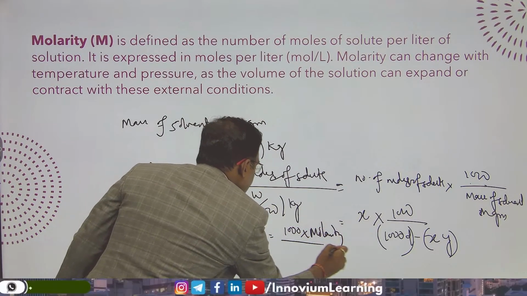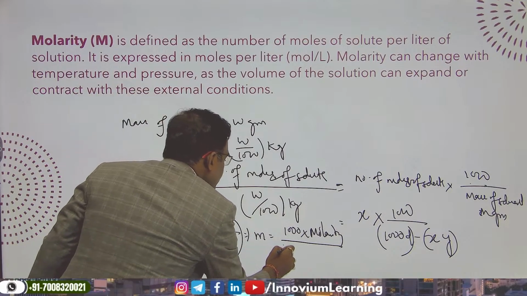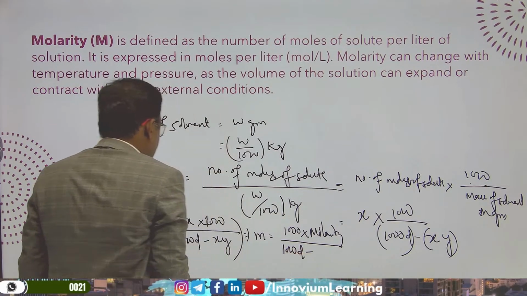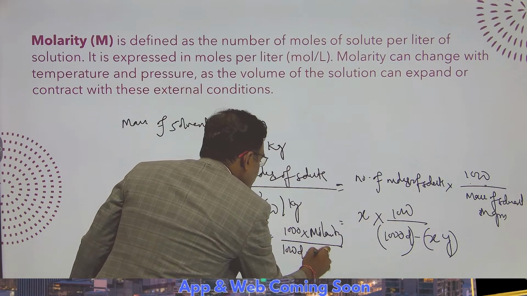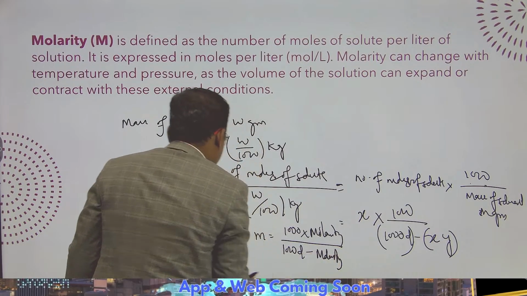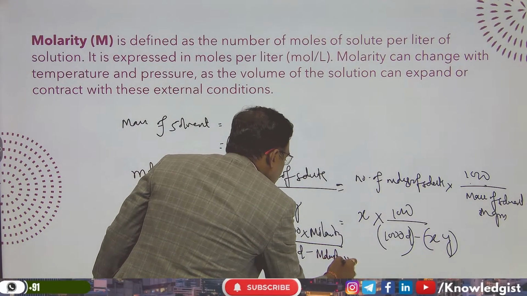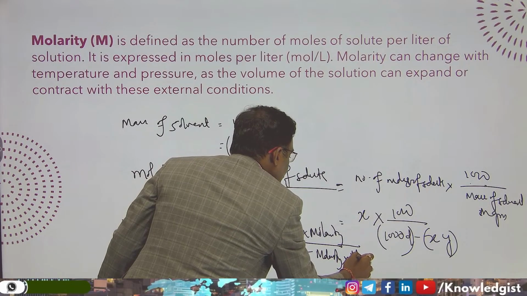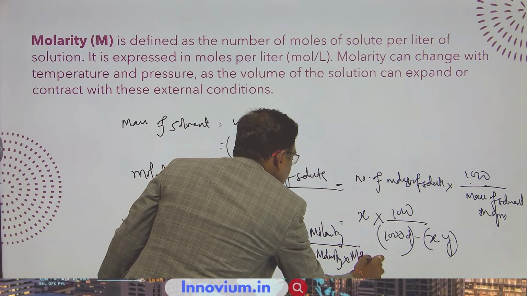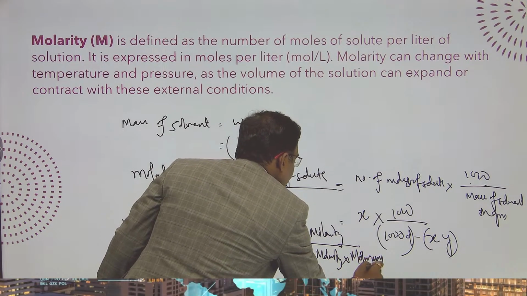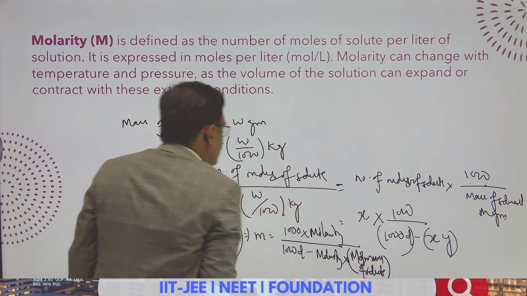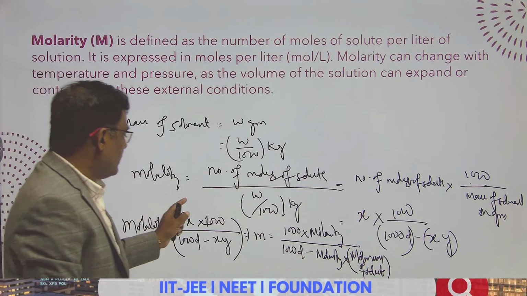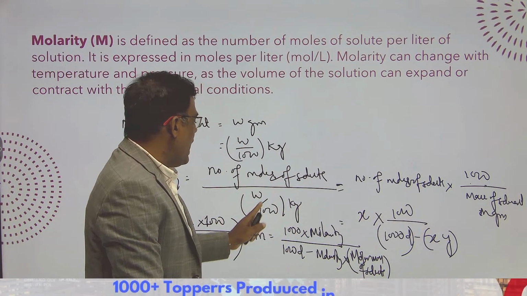Molarity divided by, so this is 1000 D minus, what is this x? This is molarity of solution, correct? Into, what is this y? Y represents the molar mass of solute. This is molar mass of solute. Mass of solute. So you see, this is the relationship between molality and molarity.